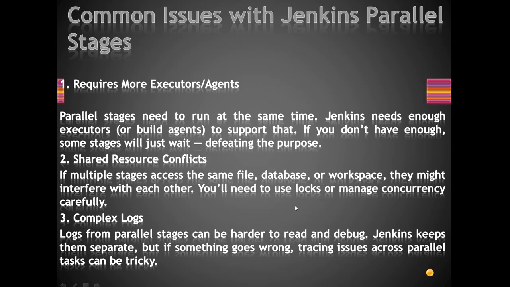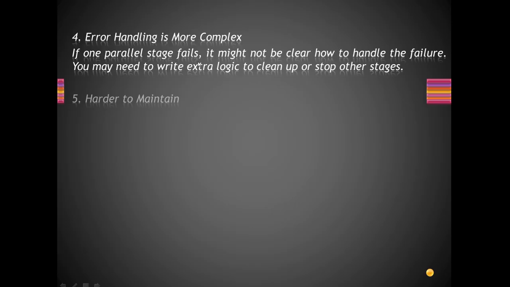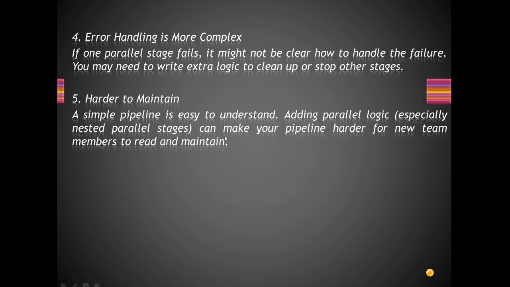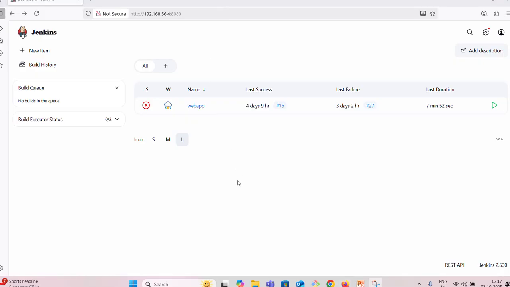Complex logs. Logs from parallel stages can be harder to read and debug. Jenkins keeps them separate, but if something goes wrong, tracing issues across parallel tasks can be tricky. Error handling is more complex and harder to maintain. A simple pipeline is easy to understand. Adding parallel logic, especially nested parallel stages, can make your pipeline harder for new team members to read and maintain. Now I will show you the advantage of parallel stage pipeline.